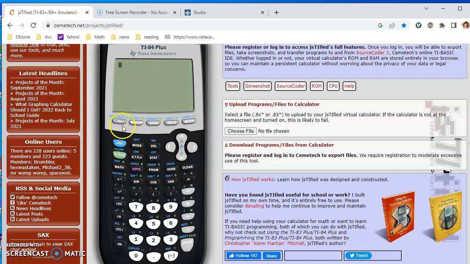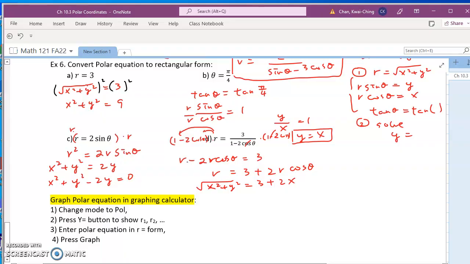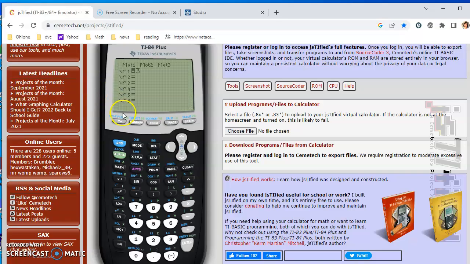And then to graph anything, you press y equal. So this will show up. So the first equation I want to graph is r equal to 3, right? So you would just say r equal to 3 here. And then you do zoom square, because you want it to be in a square form. So that is how it is.